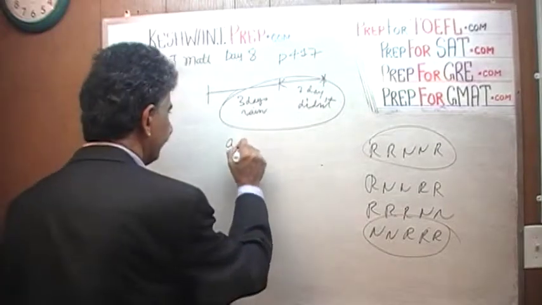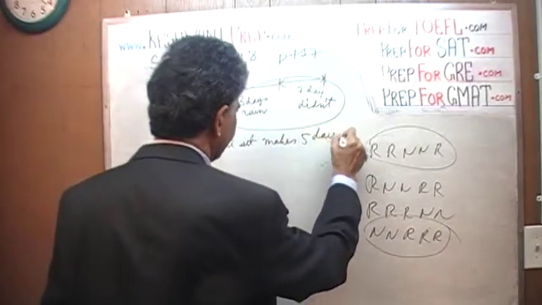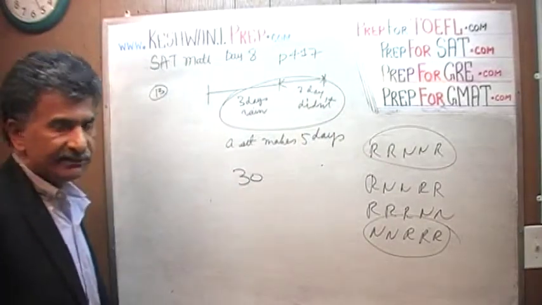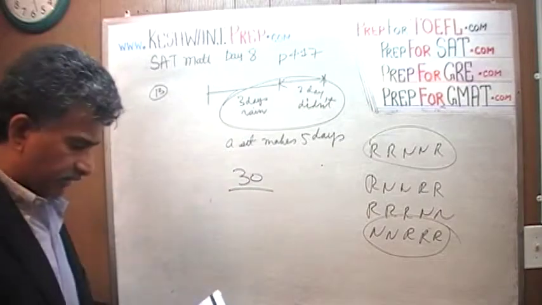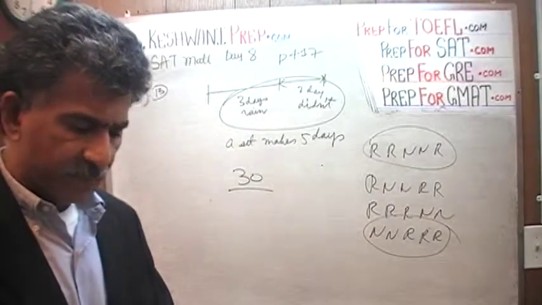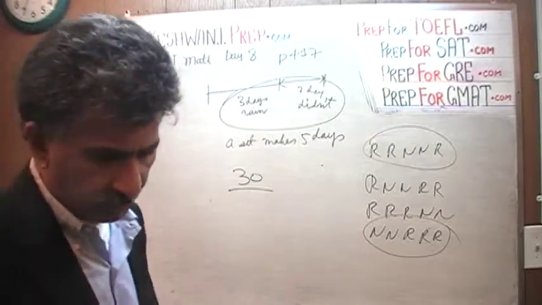A set makes 5 days. This is a very simple question. There are 30 days in a month. The question is how many sets we will have. What is the question asking? The number of days in April on which it rained was how much greater than the number of days that it did not rain. Alright, big deal.